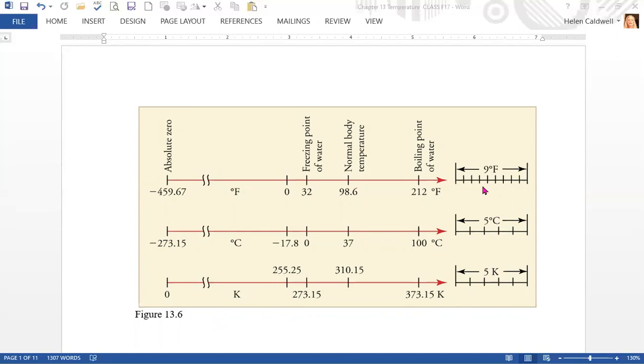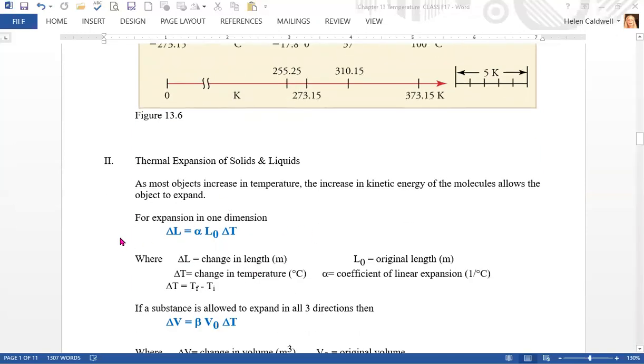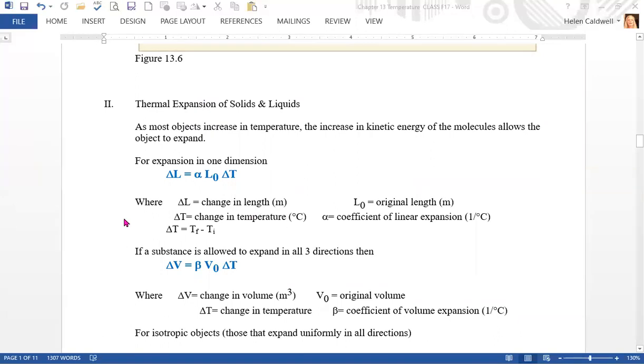And you can see it's about 9 degrees Fahrenheit is equal to about 5 degrees Celsius. Almost a 2 to 1. Let's talk about the thermal expansion of solids and liquids. Most objects, as they increase in temperature, will expand because of the motion of the molecules.